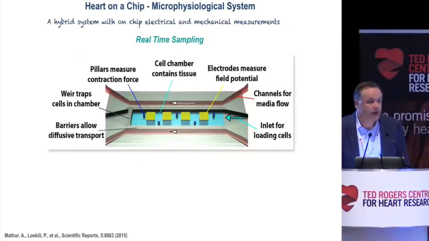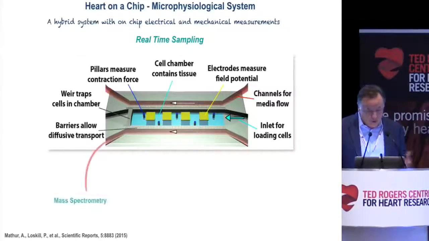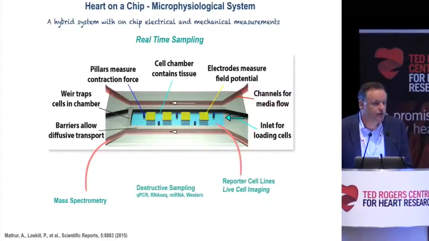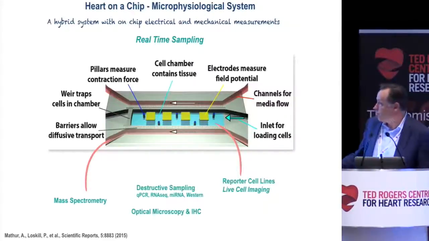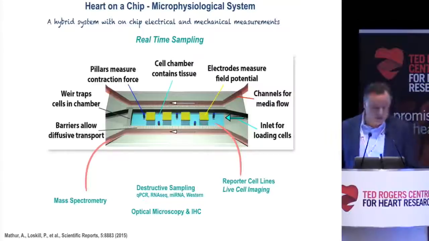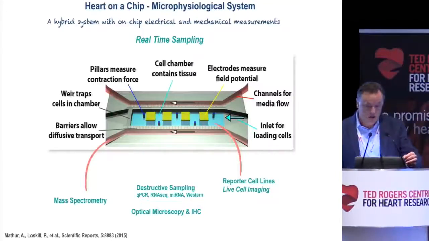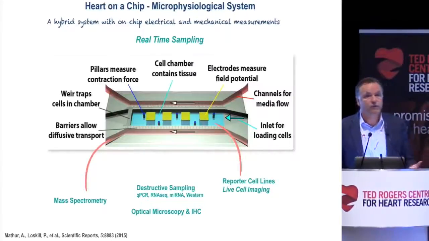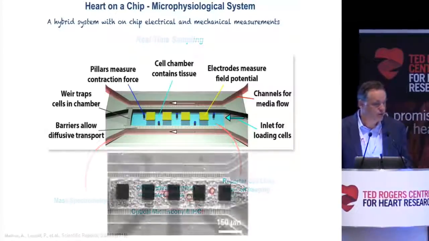Okay, so what we want our system to do is to make a lot of measurements simultaneously in real time. So we want real-time measurement of force, we want real-time measurement of electrophysiology, we want real-time measurement of things like contraction, which we can do optically. And so we can also measure what's coming out of those media ports. The cells sit here, as I mentioned. We can do mass spec on whatever is flowing out of this. And then we can do destructive sampling as well. And then you'll see, of course, with the use of IPS cells, we can also use reporter lines. And that becomes pretty interesting for us.